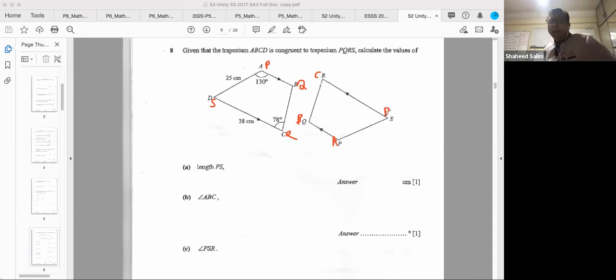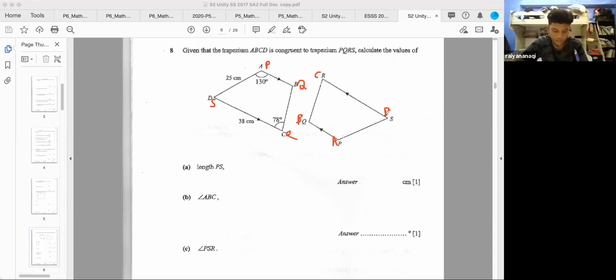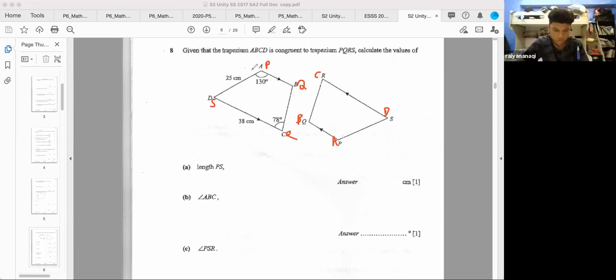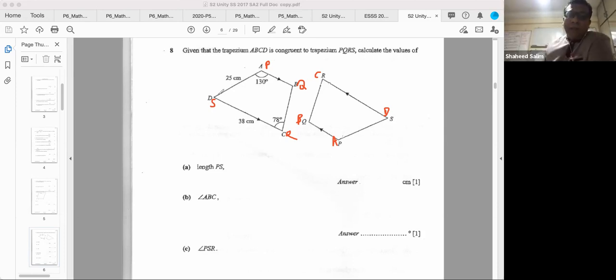So you find length PS. What is PS equal to? It's equal to 25, yeah? Correct. PS is the same as AD, right? Can you see now? When we put all this down, we make it very easy. If we don't write down, headache, we're going to see what is what. Okay, well done. Angle ABC.